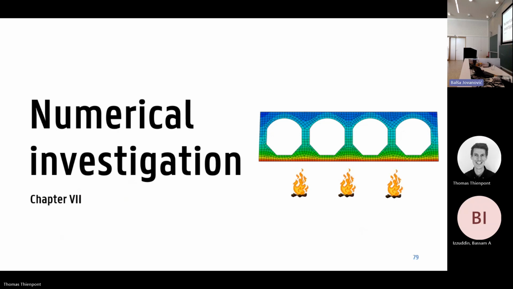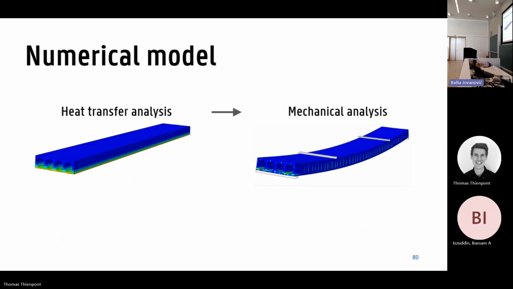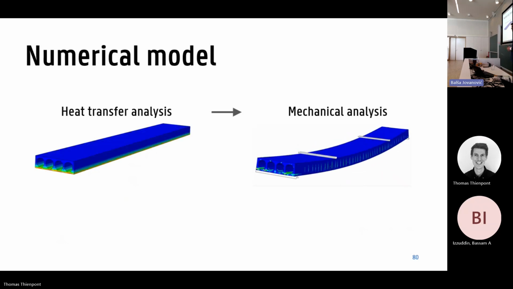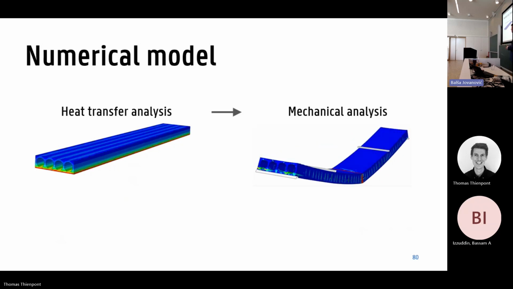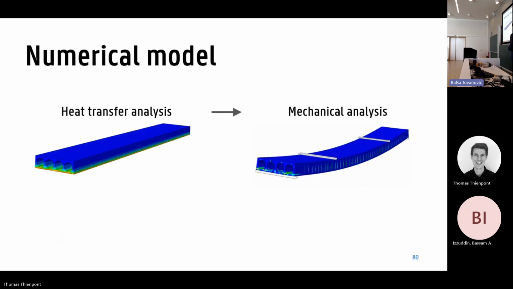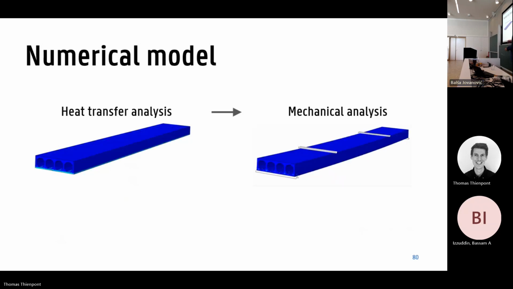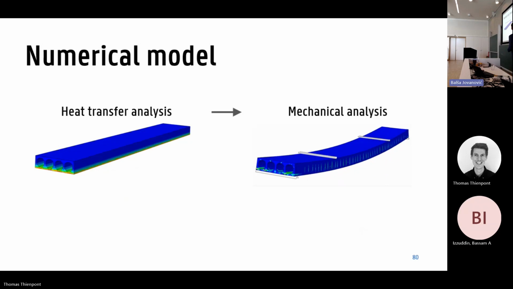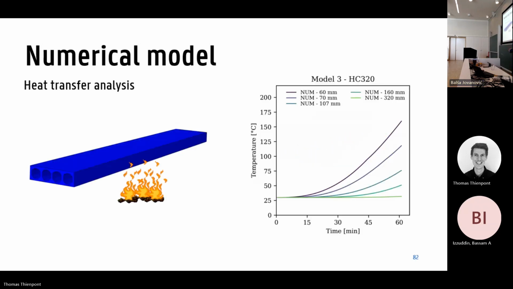effects of a fire. So if we want to study a concrete or any member and how it behaves in a fire, we typically do a 2-step analysis. First, we want to know what the temperature inside the member is and how it changes with time. For that, we do a heat transfer analysis, and then we use the data that we gather from the heat transfer analysis as input for a mechanical analysis, where we can see how the member actually behaves in case of a fire.